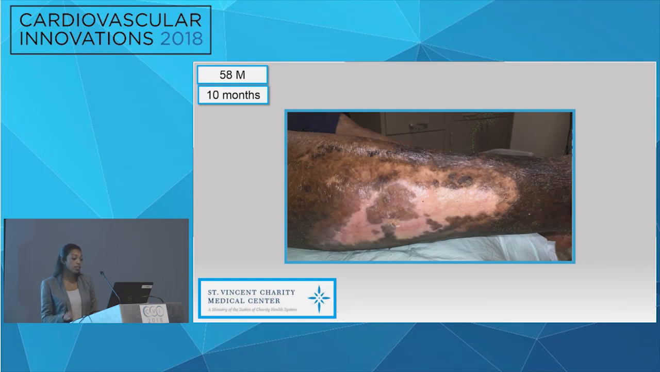And this is at 10 months. This is how the area looked. The patient was completely healed at 8 months. However, we are very pleased, and he was also very pleased with his result with the remodeling of that skin graft.